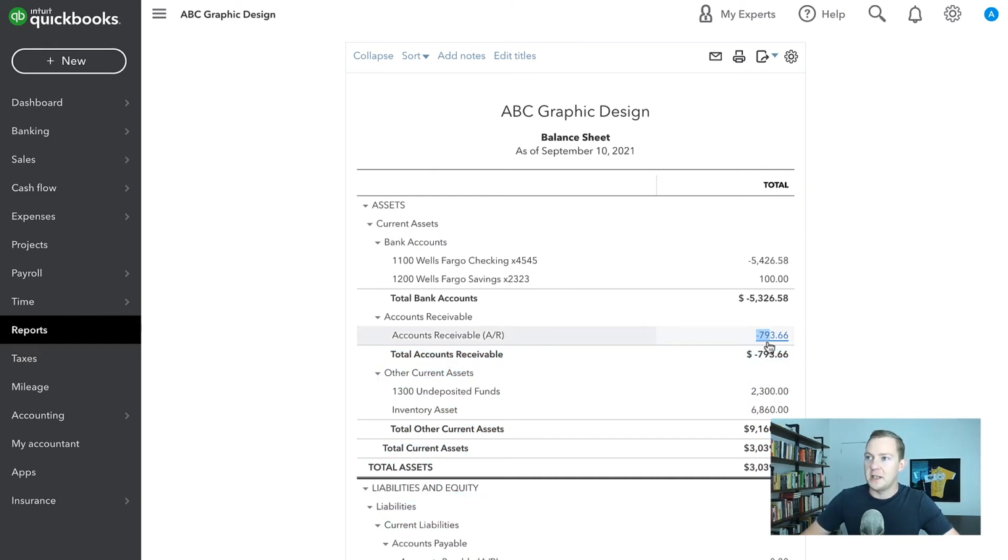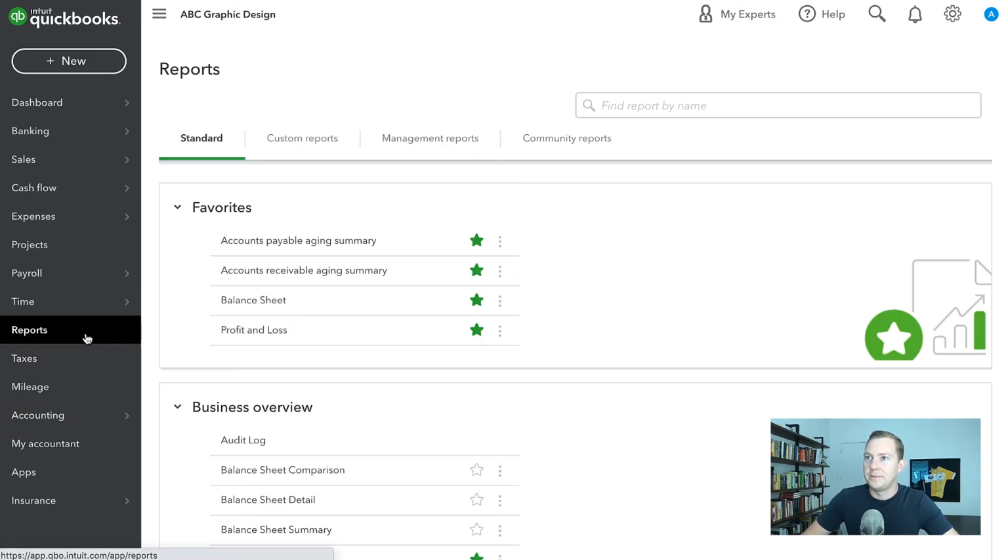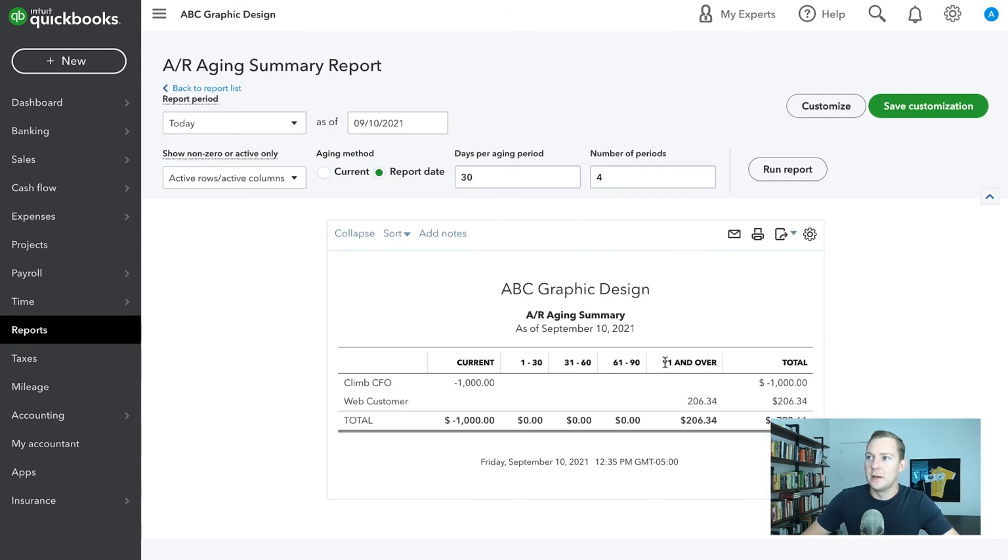And now what we see is accounts receivable is negative. If we go to our accounts receivable aging, we see Climb CFO has a negative $1,000 balance. So that means a credit balance of $1,000. That's because we had already recorded their payment. Now, there's actually something worse than this $1,000 credit balance that we just posted. And that's the first mistake that I had shown you.